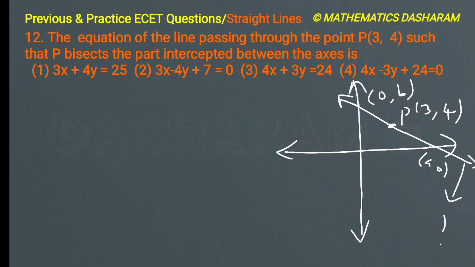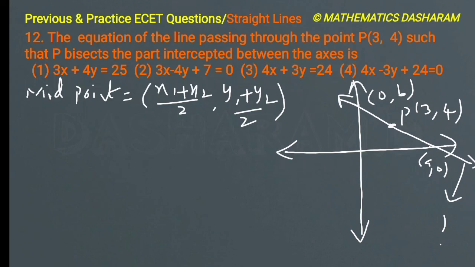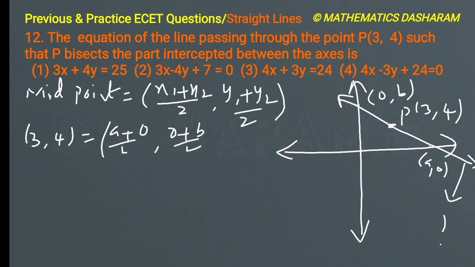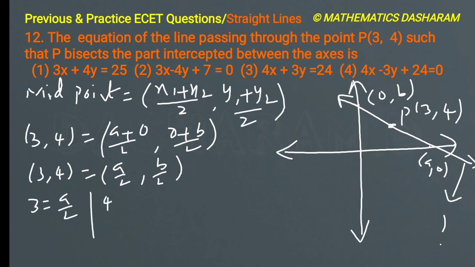So first of all, let us find the a and b values. To find the a and b values, use the midpoint formula. From the figure, the midpoint is (3, 4), and x1 is a, x2 is 0 by 2, 0 plus b by 2. So (3, 4) equals (a plus 0) by 2, (0 plus b) by 2. Equating the coordinates on both sides, 3 equals a by 2 is one answer, 4 equals b by 2 is another answer. Then a value is 6, b value is 8.